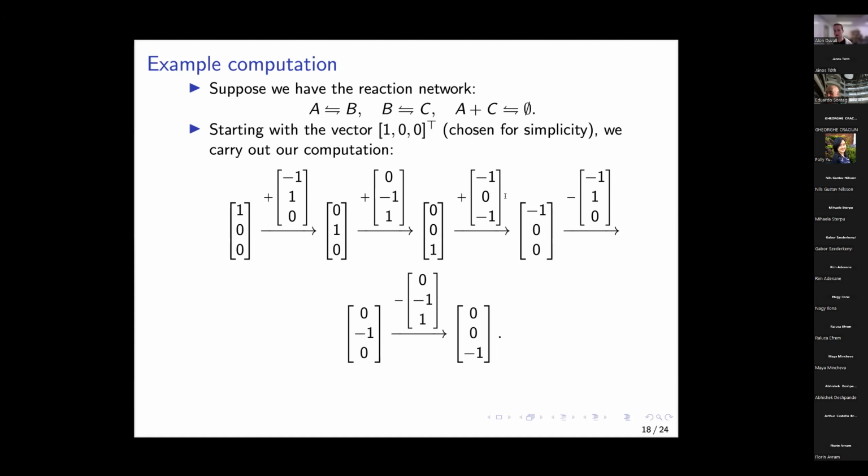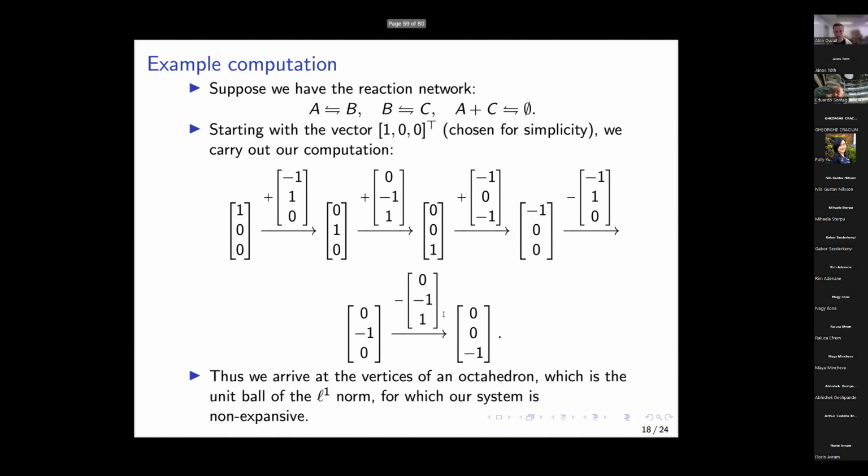And we just keep doing this. If it's in the minus, we add. If it's in the plus, we subtract. And we'll get out these 6 coordinates. Then you can check that it will be closed under these operations, so if we do them again, we'll just get back something inside their convex hull. And so we have the vertices of an octahedron, which is just the unit norm ball for an L1. So this system is non-expansive for an L1 norm.